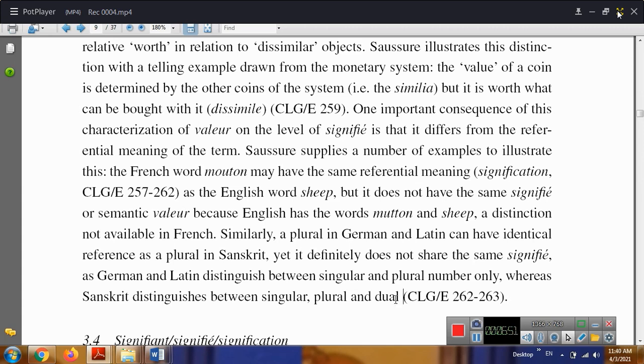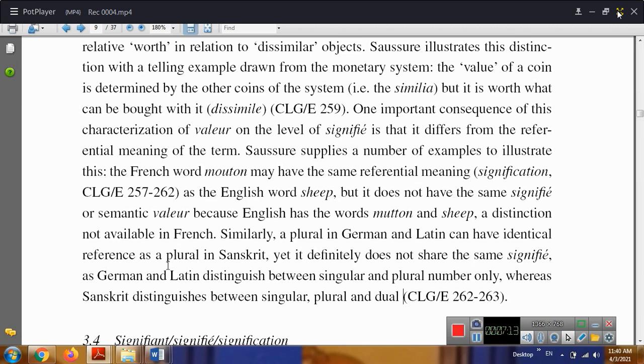Okay, in these two paragraphs we concentrated on two concepts of Saussure. One of them was system: he believed that we should study language as a relational system. And another concept was value.